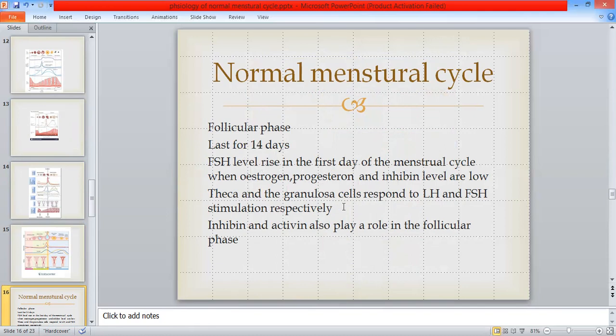Theca cells respond to LH, and granulosa cells respond to FSH. Inhibin and activin also play a role in the follicular phase. Inhibin decreases the FSH level, and activin increases the FSH level, and both are produced by the granulosa cells.